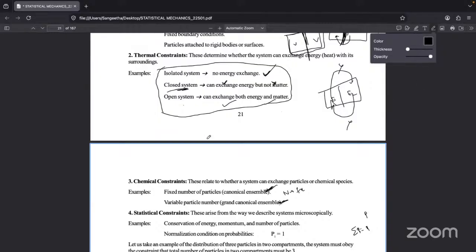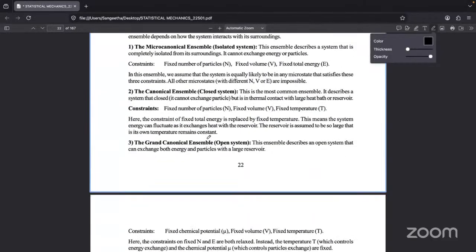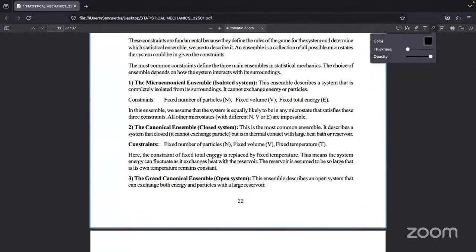So you have to elaborate on it and write which is fixed, which is constant. So the first one is isolated system. Isolated system is also called as microcanonical ensemble.